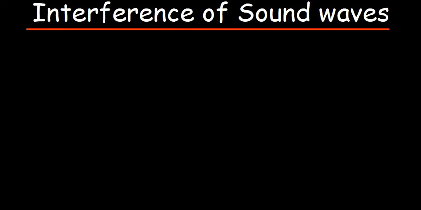In this tutorial, we are going to talk about the interference of sound waves. So what is the interference of sound waves? When two or more sound waves from different sources are present at the same time, they interact with each other to produce a new wave. When those two waves interact with each other, there is going to be an interference between them.